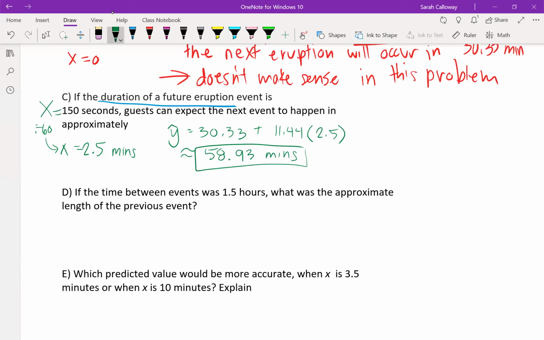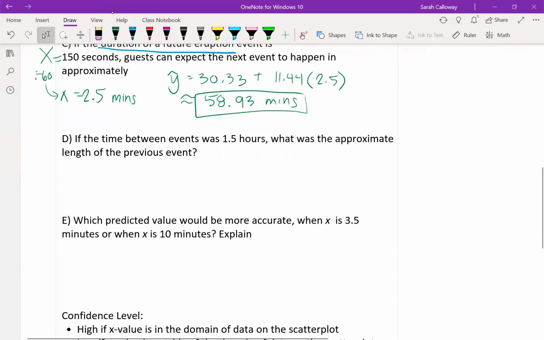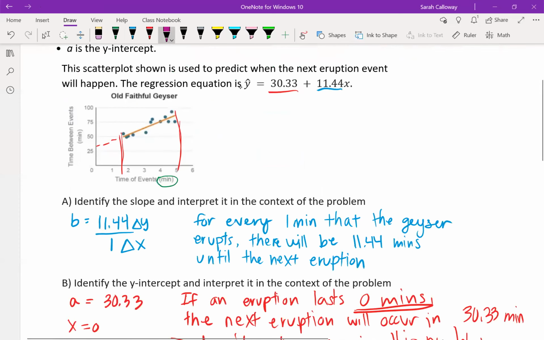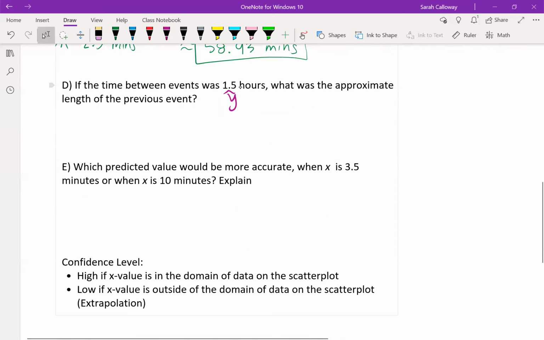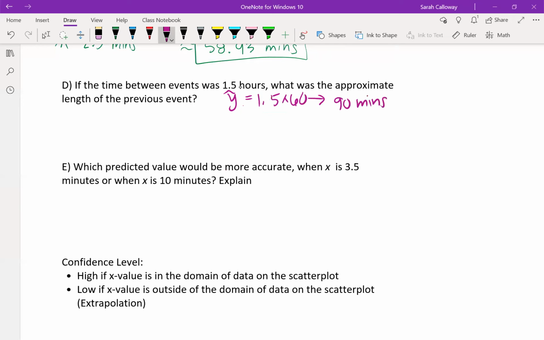So then for D, they want us to know if the time between events was 1.5 hours, what was the approximate length of the previous event? So this is backwards. They're giving us y hat. So I have the time between events was 1.5 hours. If we go back and look at our information, time between events should be in minutes. So that means we have to convert it to minutes. Since we know that there are 60 minutes in an hour, we're going to do 1.5 times 60, which means that we're going to have 90 minutes between two events.